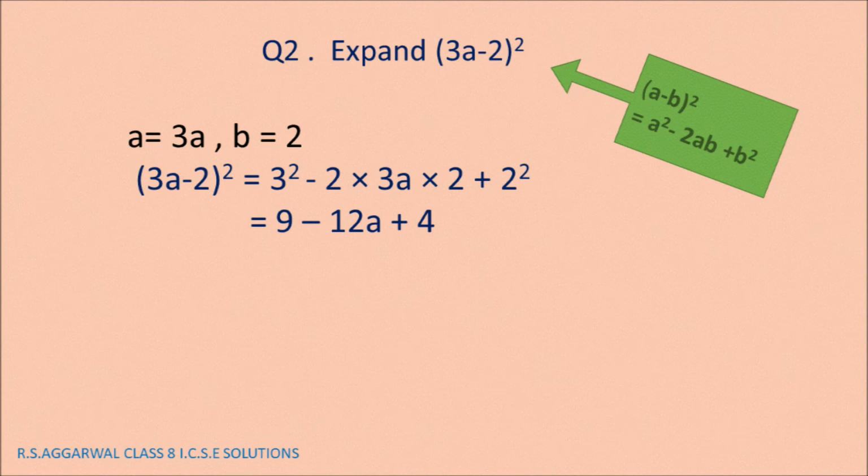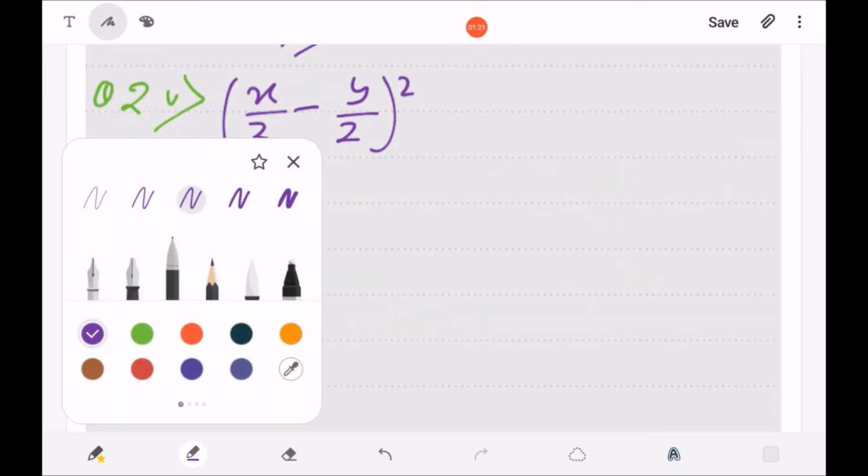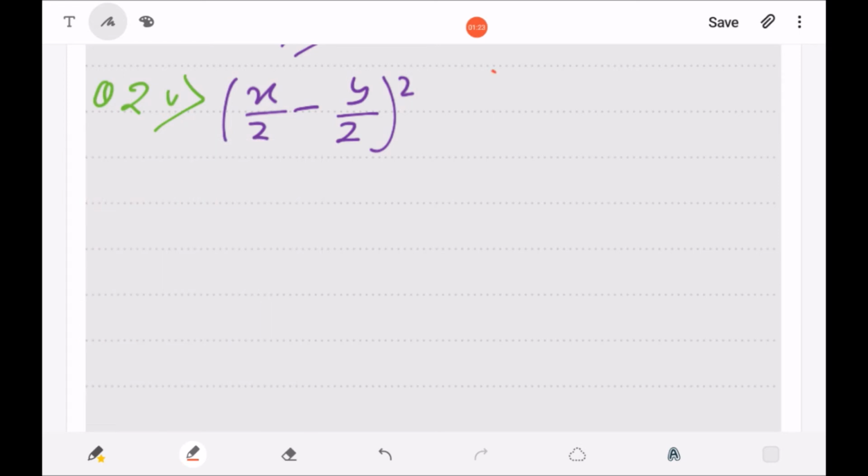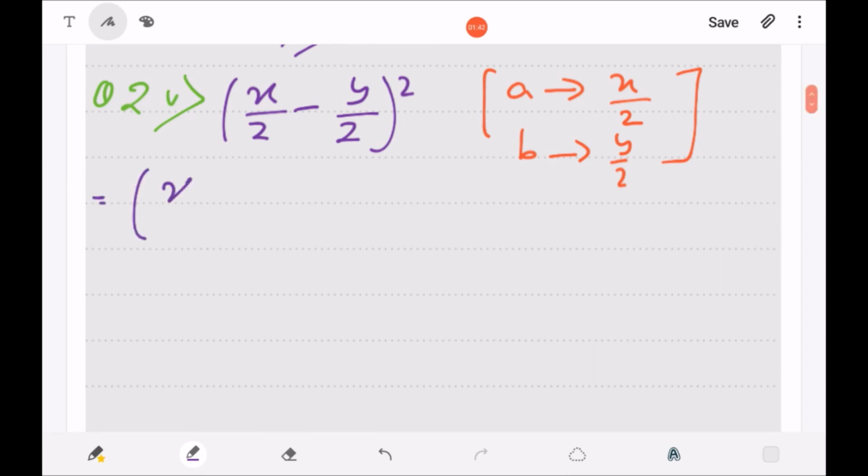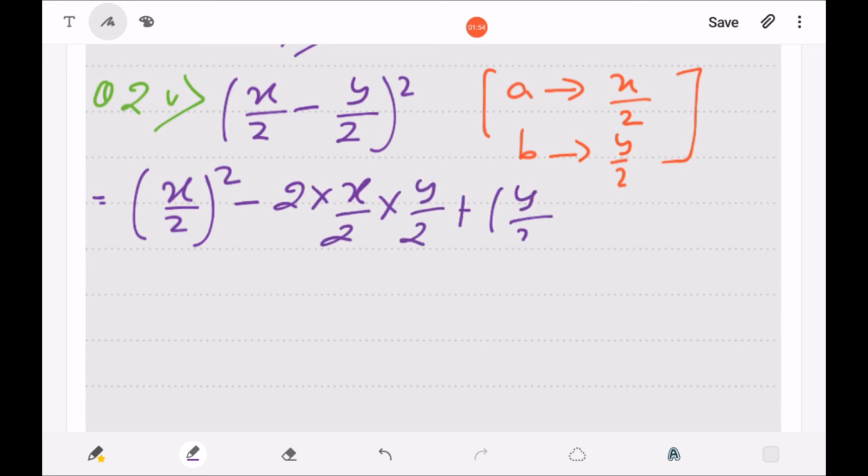Moving on to question number 5, x upon 2 minus y upon 2 the whole square. So what is a here? x by 2. And what is b? y by 2. Now let's use the same identity. So square the first term. You'll get (x upon 2) the whole square minus 2 times the first term, which is x by 2, into the second term, which is y by 2, plus the last term's square, (y by 2) the whole square.